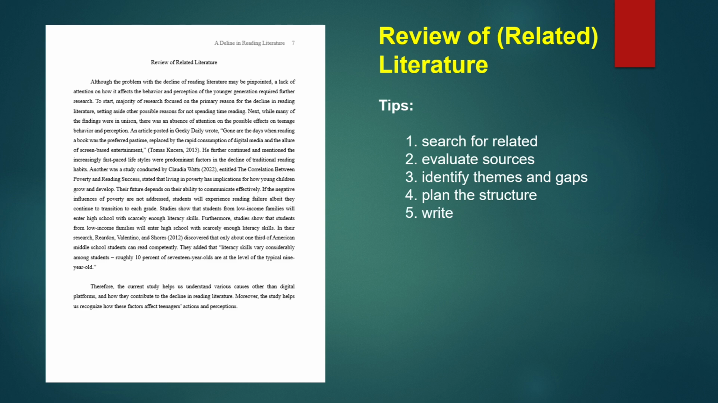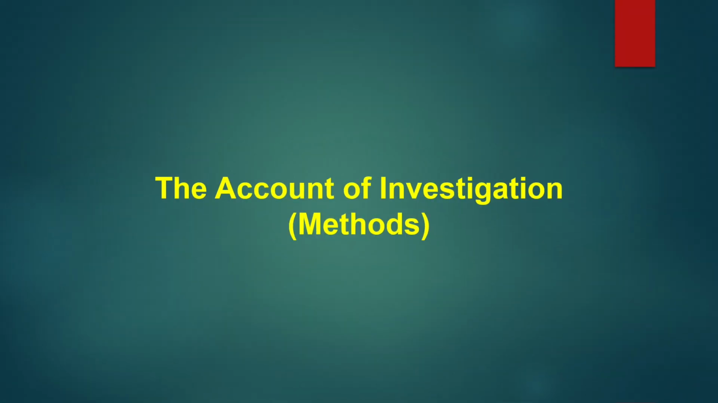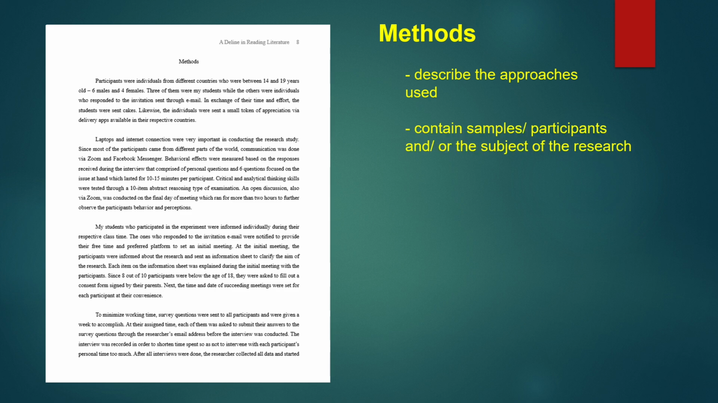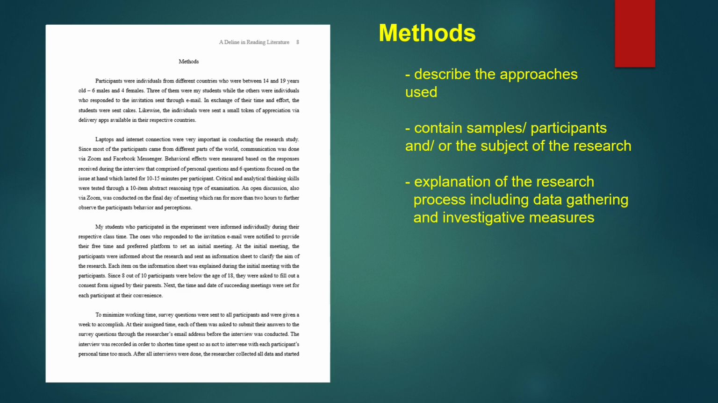The third component of the main body of the research is the account of investigation, better known as the methods. It is the part that describes the approaches the researcher used in conducting the study. It also contains the samples or the participants and/or the subject of the research. It is a detailed explanation of how the whole process of the research was conducted, including data gathering and investigative measures, which should be readily available when the need to assume a related study arises.